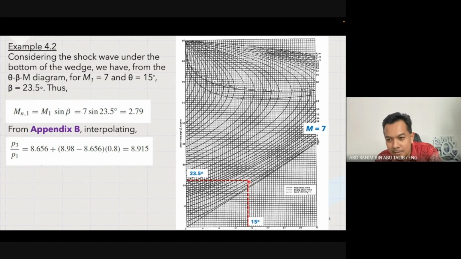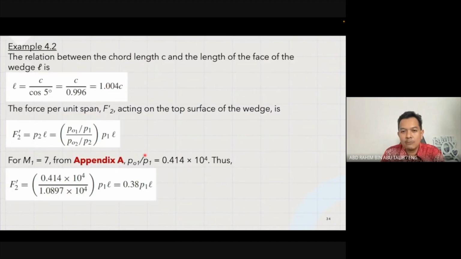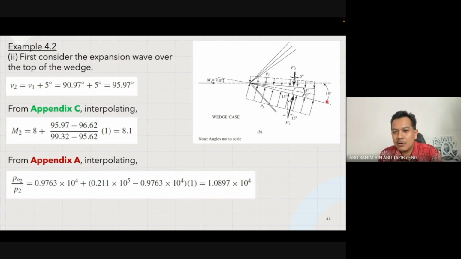Which you can now, at the same Mach number 7, trace back to theta equal to 15, and again Mach number 7 is just in between 6 and 8. You will then eventually get the beta value of 23.5. From there, you can then obtain MN1, which is equal to 2.79 by putting the numbers over there, where you can get from Appendix B, interpolating, you will get the pressure ratio P3 over P1 to become 8.915.